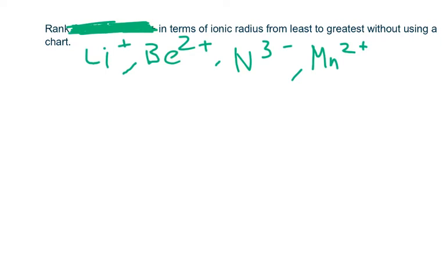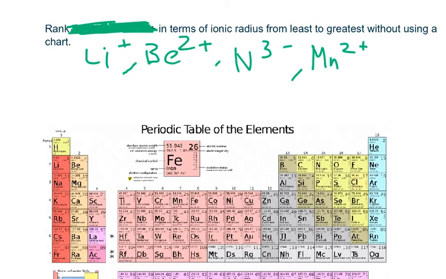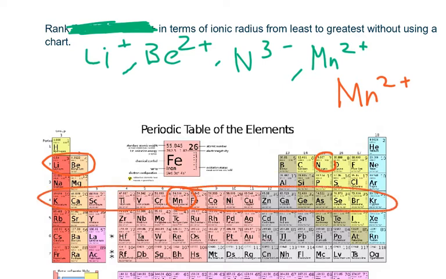So let's try to figure out where these elements are located on a periodic table. So here's a handy-dandy periodic table. Let's circle the elements that we're looking at: lithium, beryllium, nitrogen, and manganese. So right off the bat, I can say that manganese 2+ is going to be the largest, and this is because it is located in period 4, and its valence electron has a principal energy level of 4, and all of these other ones have a principal energy level of 2.